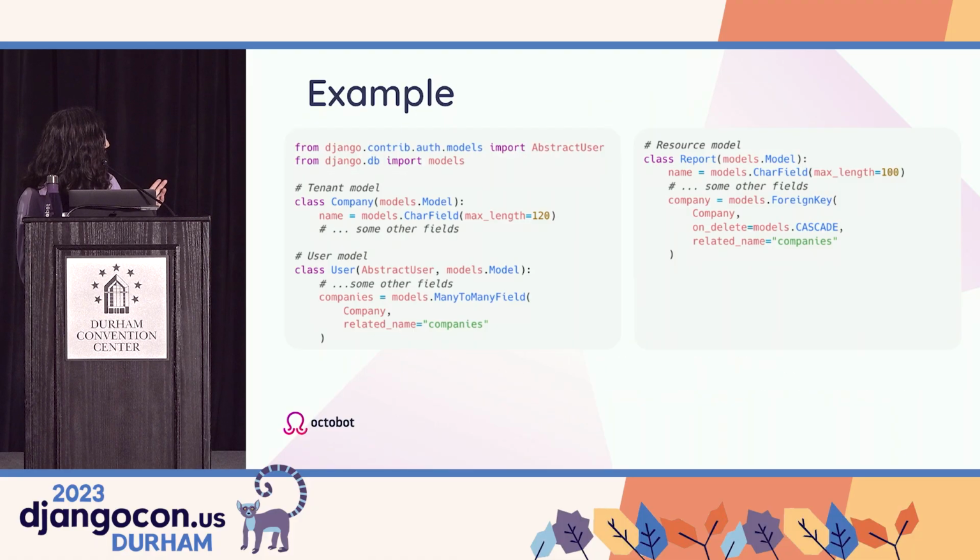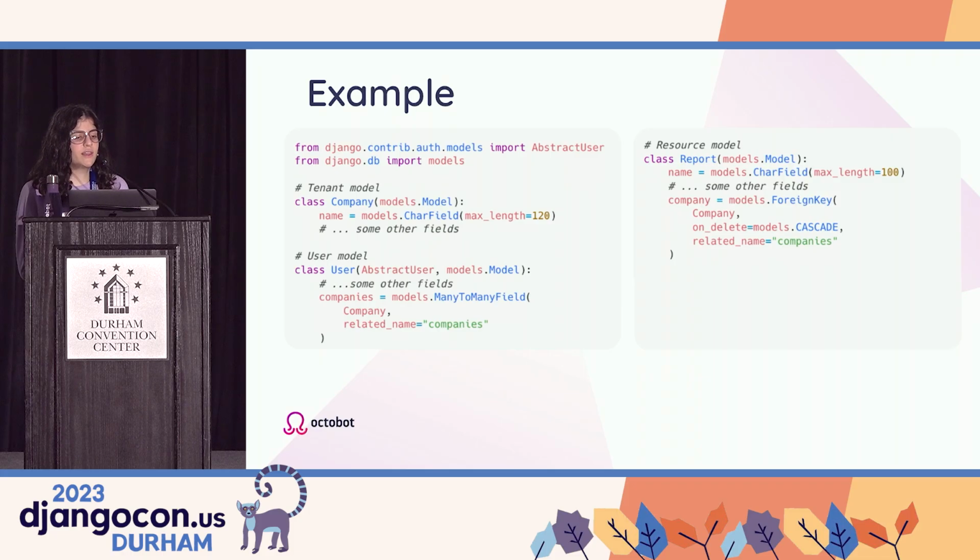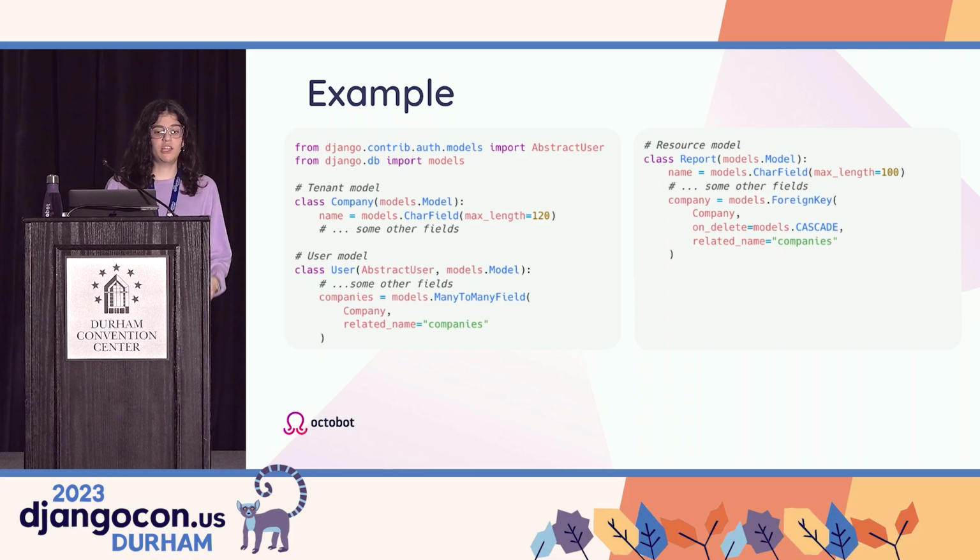So this is the example. I hope the code is readable, but I'll talk through it anyways. The example I'll be working with throughout the presentation. Here we have our Django models. We have our tenant model, which in this case is a company. It has a name, and you can have any other fields that you want. We have our user model, and like we said, a user will be able to access many tenants, or in this case, many companies. So we have a many-to-many relationship between our users and our companies.